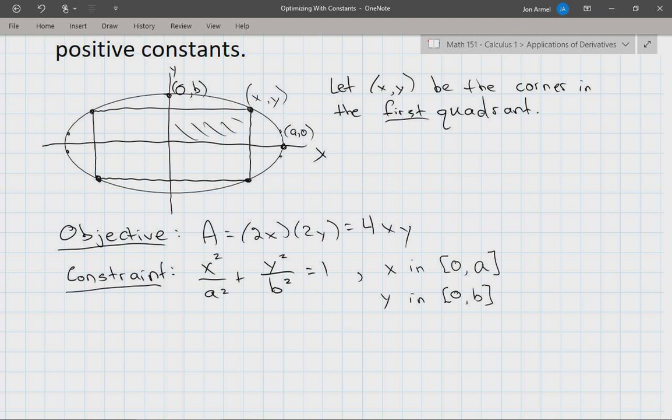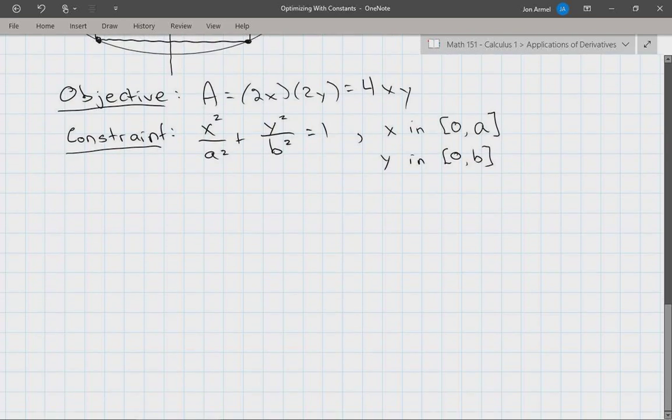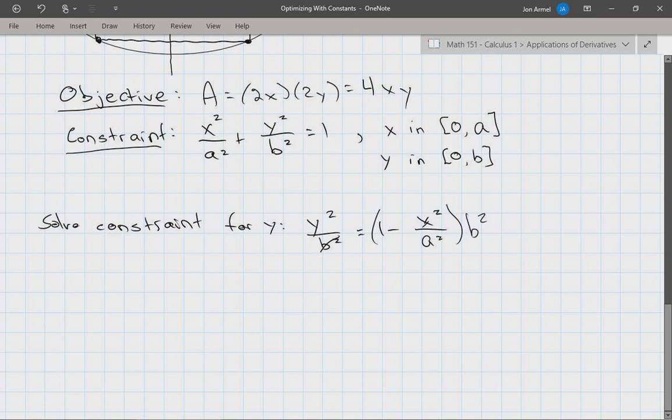Oh, right, solve the constraint for one of the variables and plug in so that I can make A only involve one variable. So this is where it starts to get a little tricky with the algebra. I'm going to solve my constraint for y. So let's solve the constraint for y. So I'm going to subtract the x squared over a squared term. I'm going to multiply it by b squared. And then I'm going to take a square root of both sides.